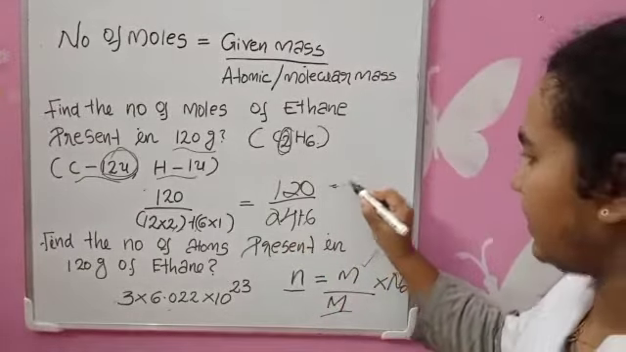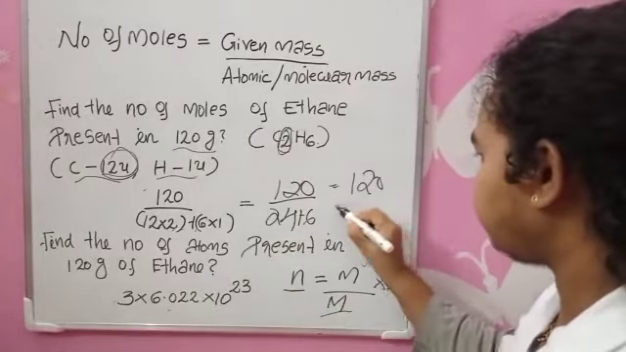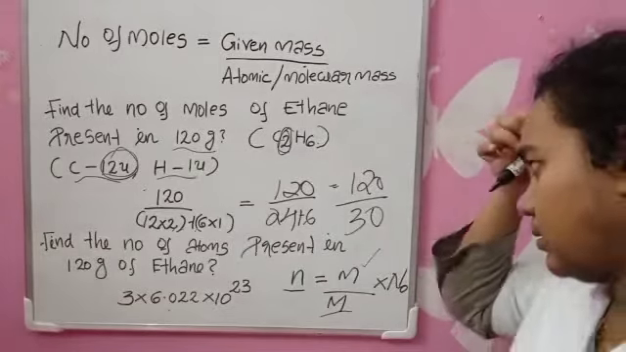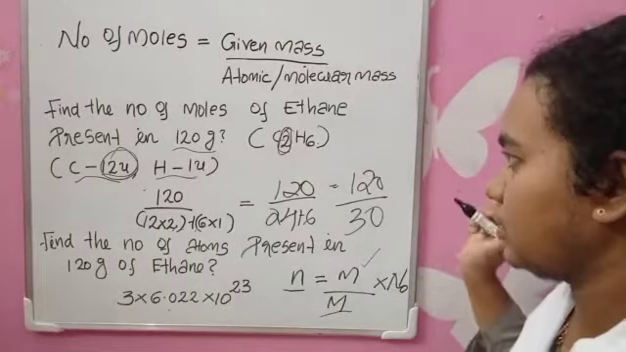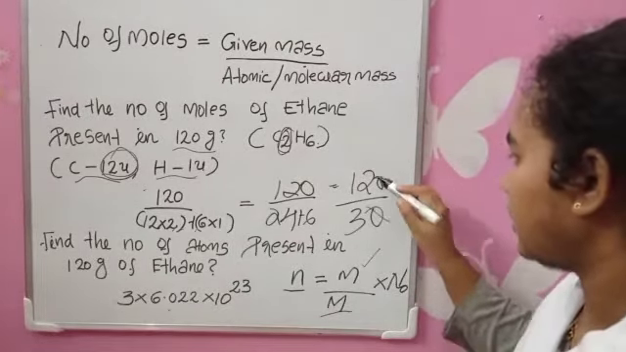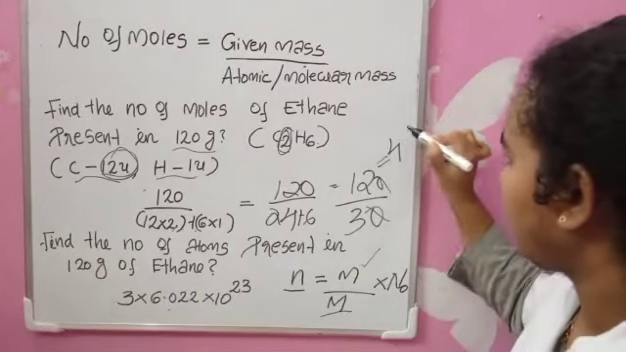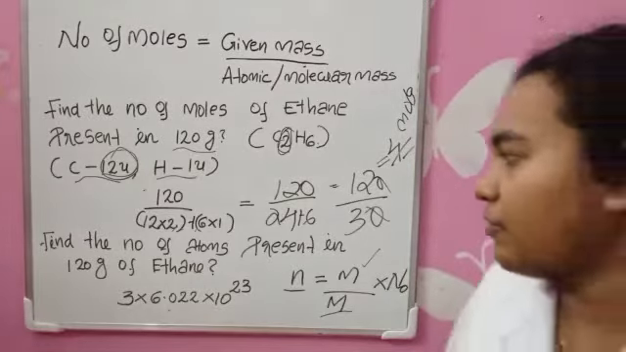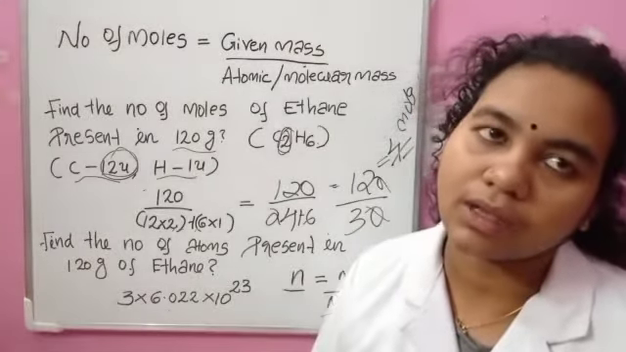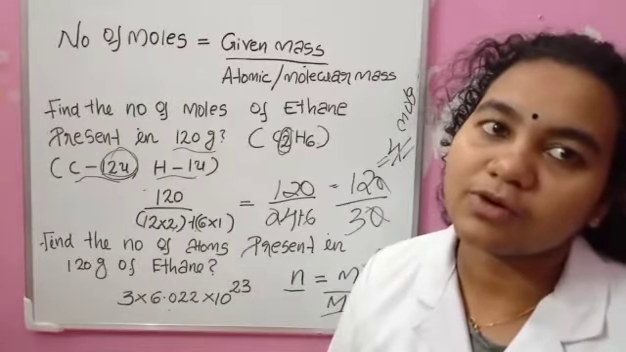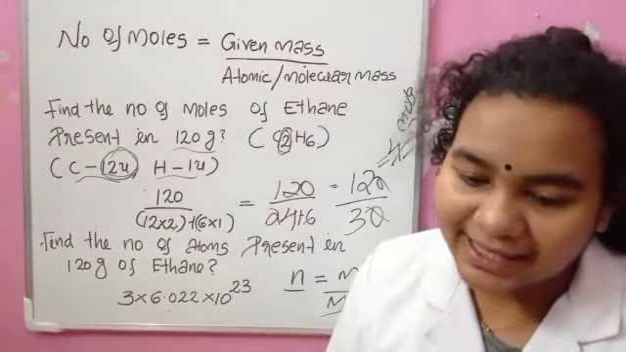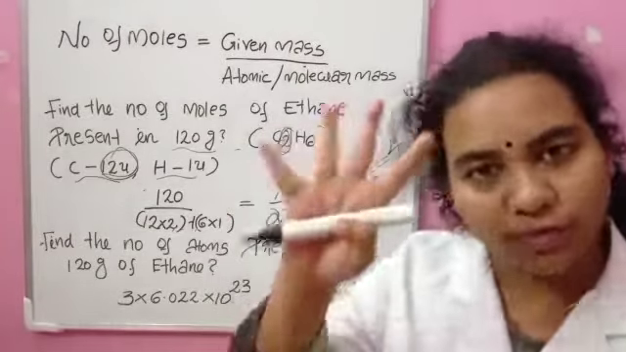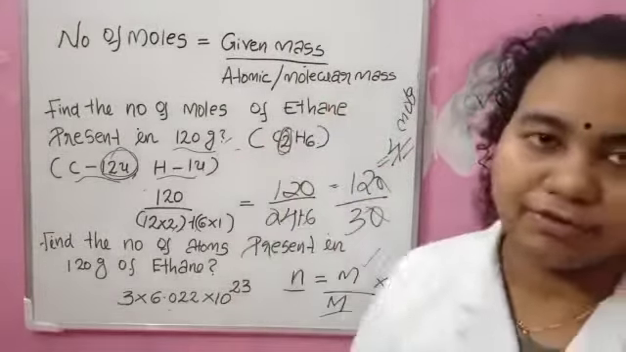So we get the answer 120 by 30. What is 120 by 30? That is 4. So there are 4 moles of ethane present in 120 gram of ethane.